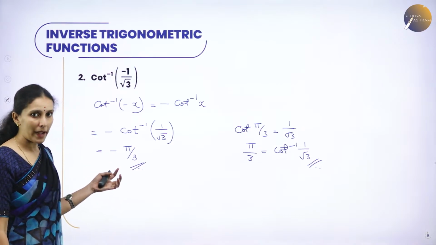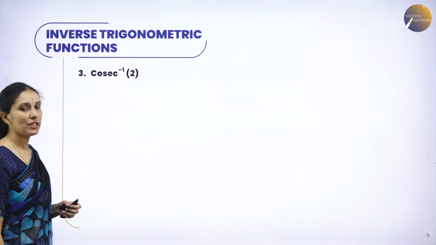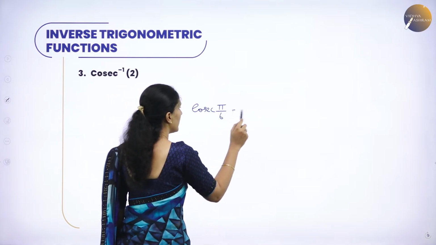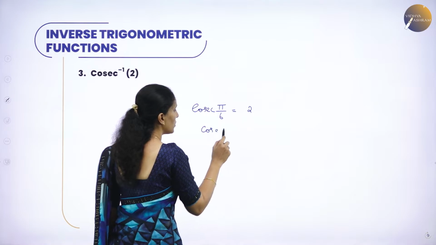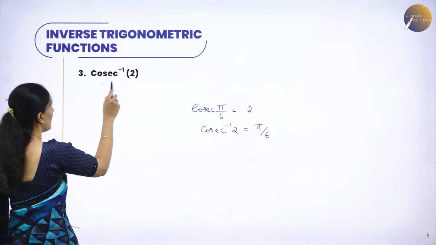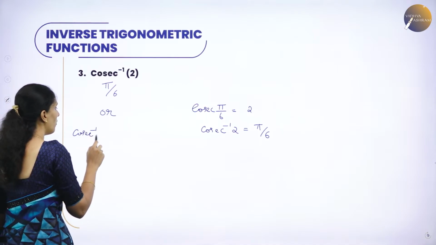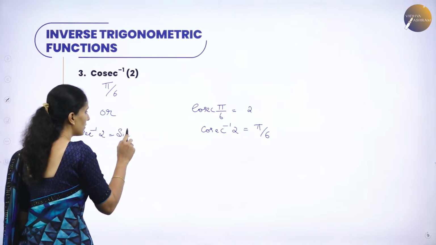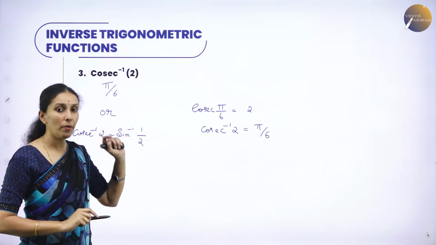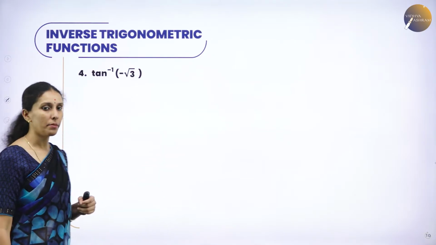If you want to remove the minus here, you can take it in the form of pi minus pi by 3 also. Next one, cosecant inverse 2. We know that cosecant pi by 6 is equal to 2. So therefore, we can write cosecant inverse of 2 as pi by 6. So the principal value for this function is pi by 6. Or we can take cosecant inverse of 2 as sine inverse 1 by 2 from property 2. For what value of sine is the value half? For pi by 6. Hence, pi by 6.